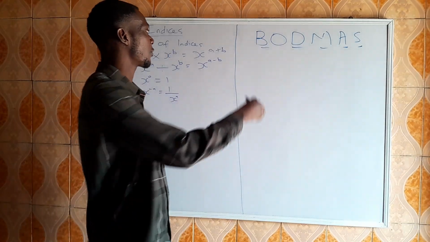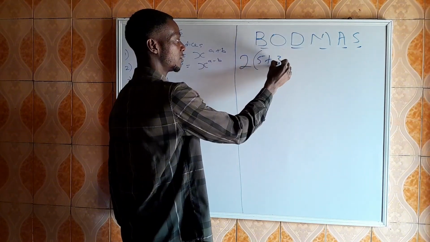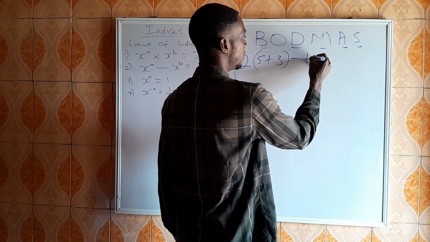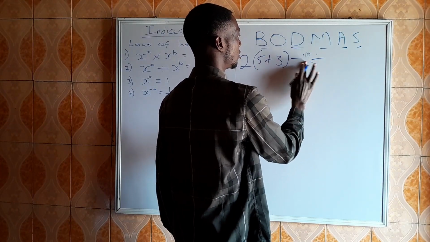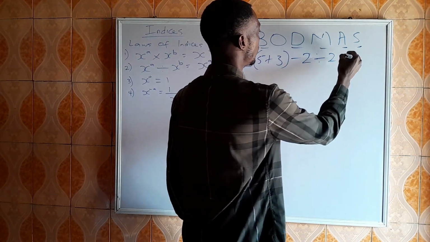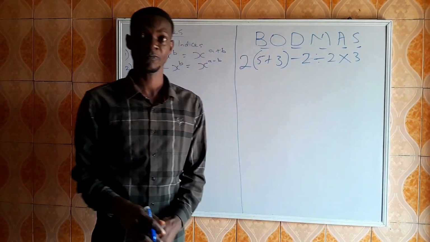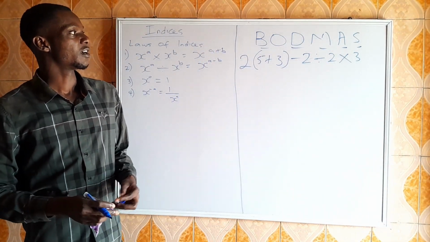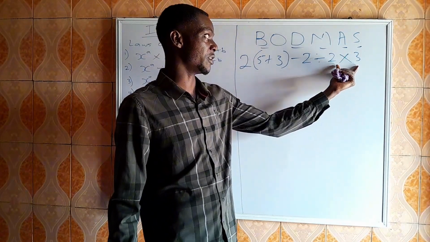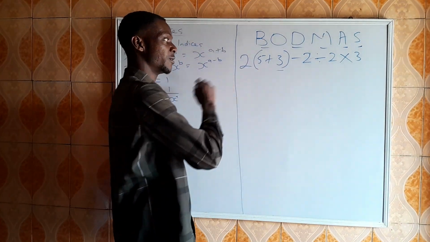Now, for instance, if you have a question this way, let's say you have 2 into bracket 5 plus 3, minus 2 divided by 2, times 3. Now, if you have a question this way, the first thing to do is to apply your rule of BODMAS. If you start solving this from here, that 2 multiplied by 3, you will miss it. So the first thing you need to do is to open this bracket.